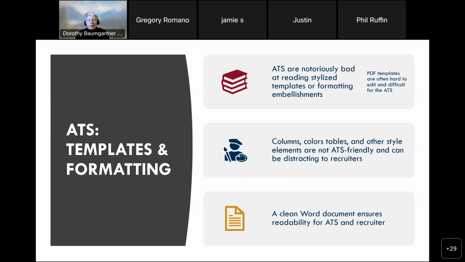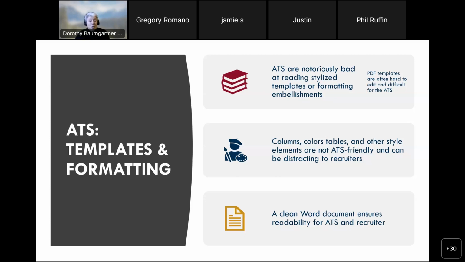So I have a question in the chat. Are you talking about bullet points, lines, etc.? The bullet points in Microsoft Word, the automatic bullet point that you format with, is okay in an applicant tracking system. If you change that to a different symbol, like an arrow, that kind of thing, that can be problematic. So just stick with that plain formatting.